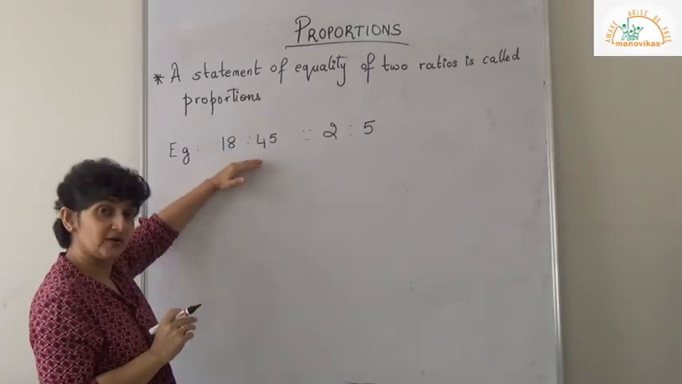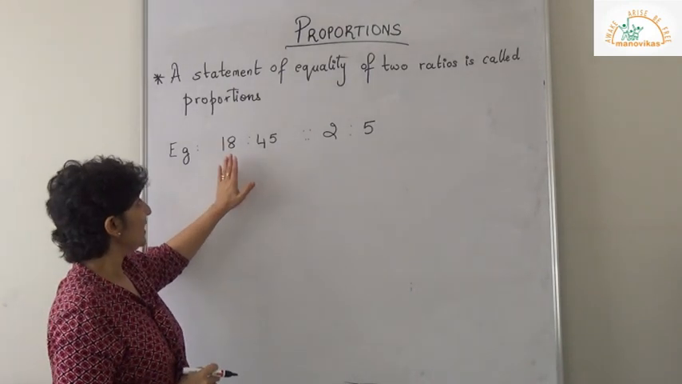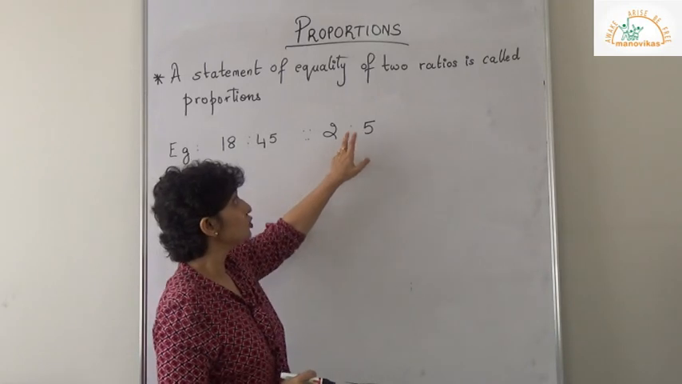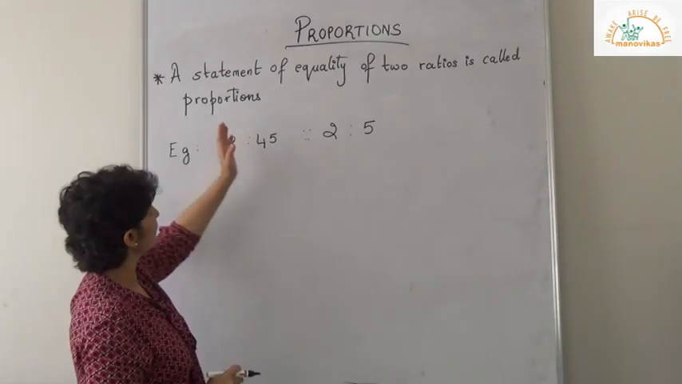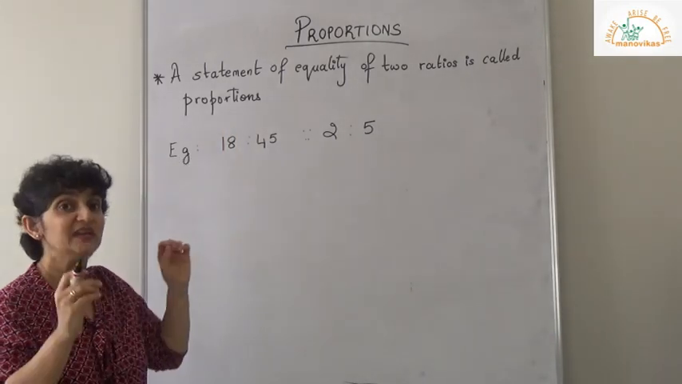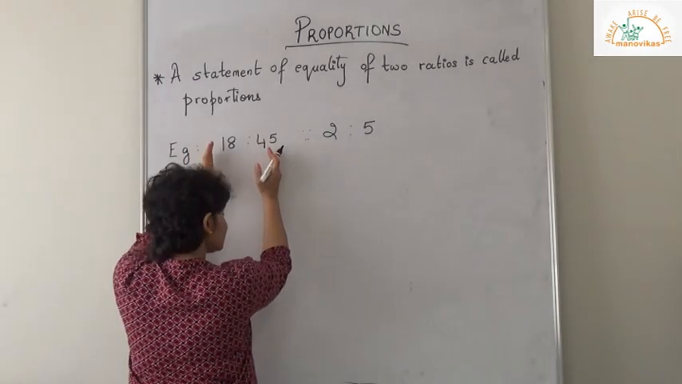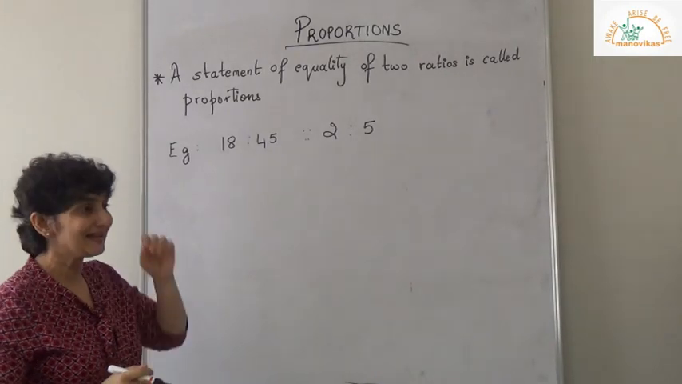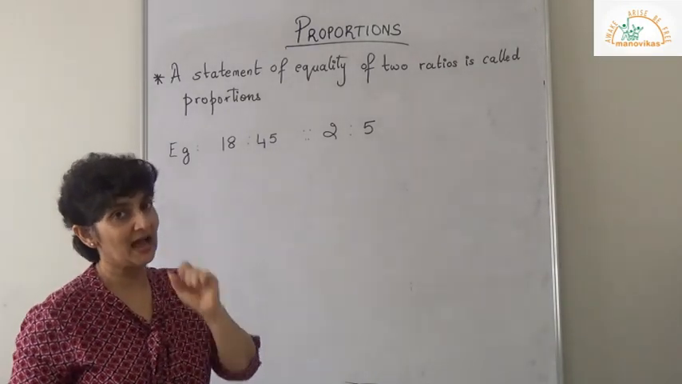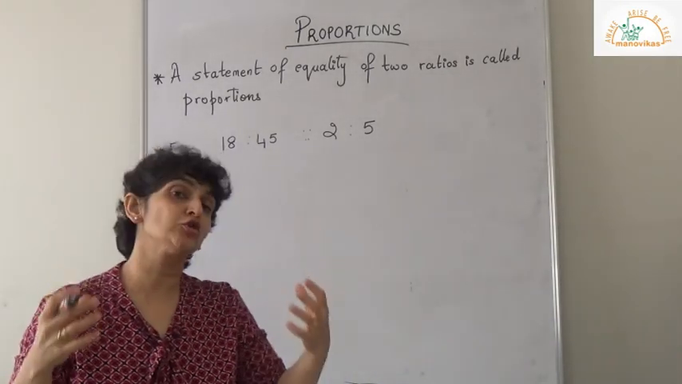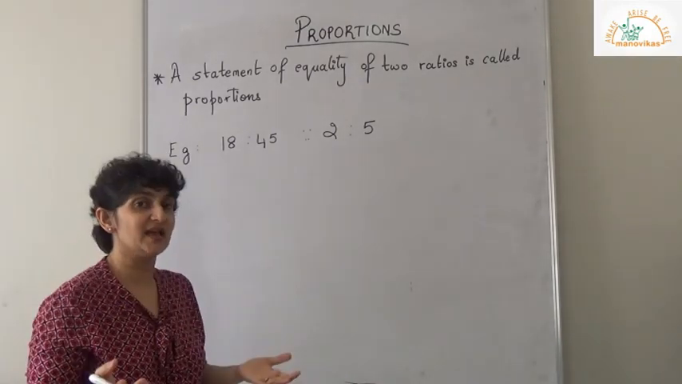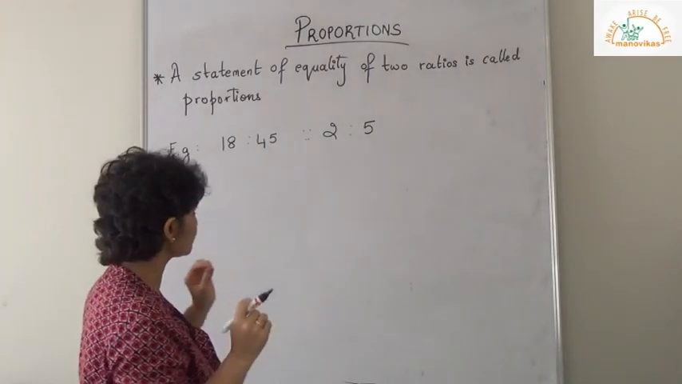Now I have already given an example for you. 18 is to 45 and I have here 2 is to 5. Correct? So this is a statement. We need to see whether this ratio is equal to this ratio. That is what we call as proportion. When your two ratios are equal, then we say that they are in proportion.